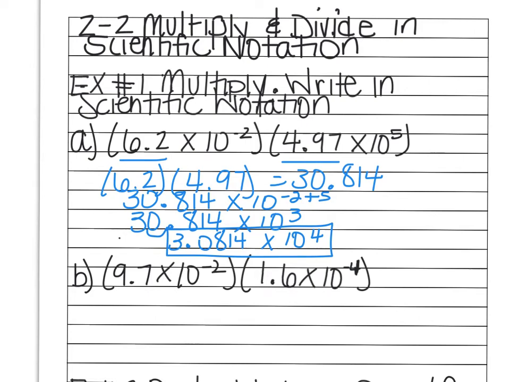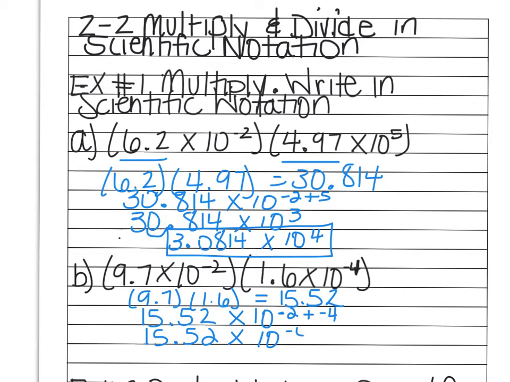Let's look at 9.7 times 10 to the negative 2 and 1.6 times 10 to the negative 4th. Again, the first thing you want to do is multiply the decimals together. So 9.7 times 1.6 is 15.52. So I have 15.52 times 10 to the negative 2 plus negative 4. So again, you got to add those exponents. So I'm going to get 15.52 times 10, and 4 plus 2 is negative 6.